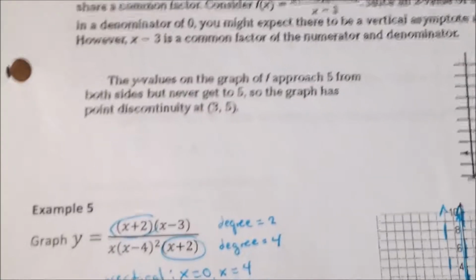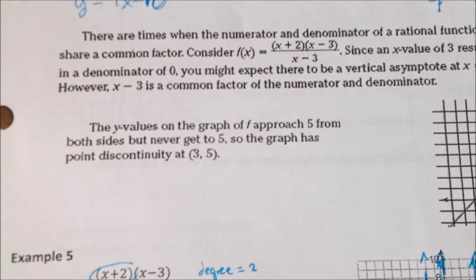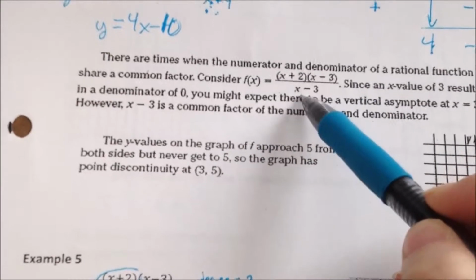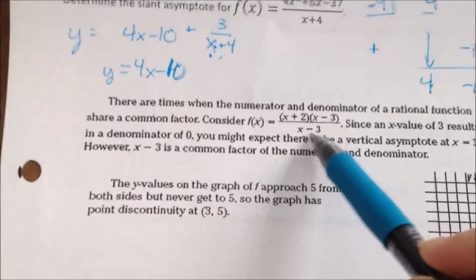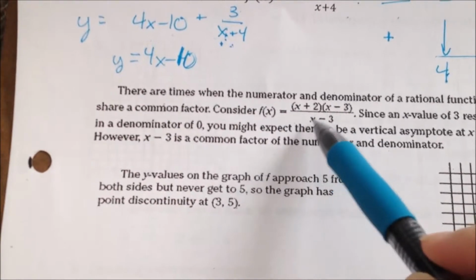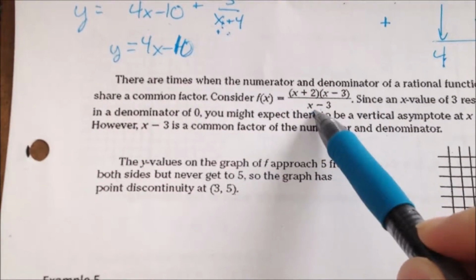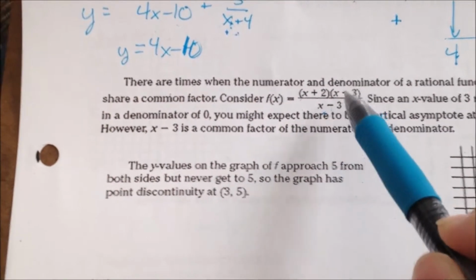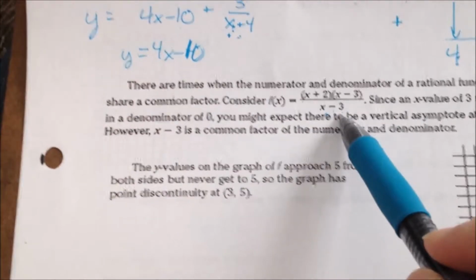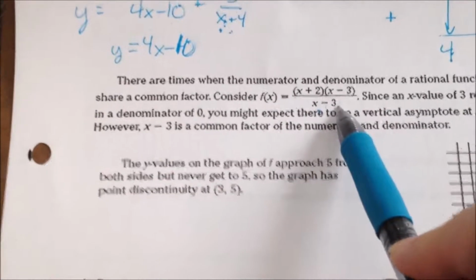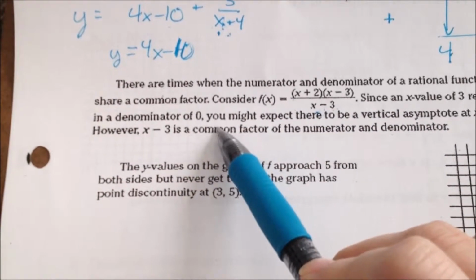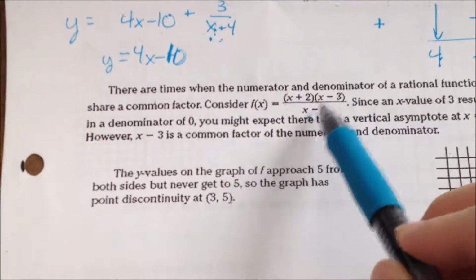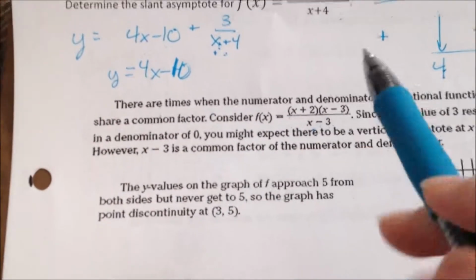Last sort of thing is point discontinuity. So there are times when you have a function on the top and the bottom, and you could cancel. Everywhere except when the bottom would be equal to 0, these basically don't matter. You have the graph of x plus 2. When this would be 0, this does matter. Suddenly this function doesn't exist at that point because this hasn't actually gone away. So since an x value of 3 results in a denominator of 0, you might expect there to be a vertical asymptote. Because we have the same factor on the top and the bottom, it's not a vertical asymptote, it's just a hole in the graph.